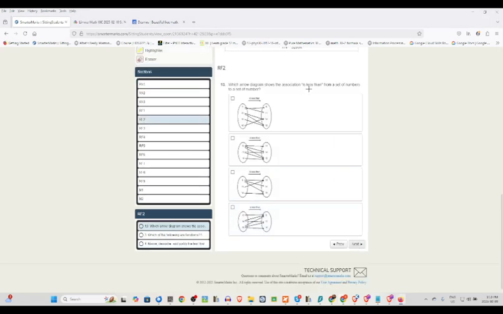So next, which shows the association is less than? So this says 9 is less than 11. It is not less than 9. That one's out. 9 is less than 11, 14, and 18. 11 is less than 14 and 18. 14 is less than 18.